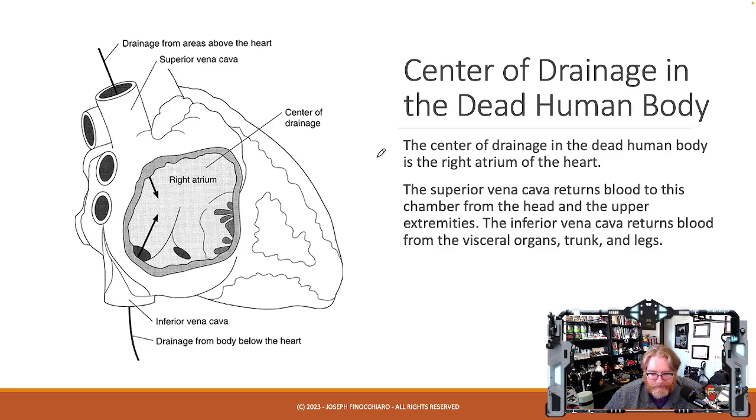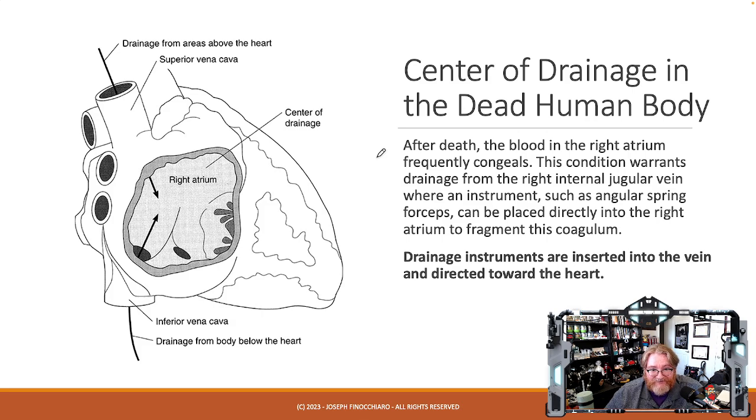So the center of drainage in the dead human body is the right atrium of the heart. The superior vena cava returns blood to this chamber from the head and upper extremities, and the inferior vena cava returns blood from everywhere else. After death, the blood in the right atrium frequently congeals. This condition warrants drainage from the right internal jugular vein, where an instrument, such as angular spring forceps, can be placed directly into the right atrium to fragment this coagulum.